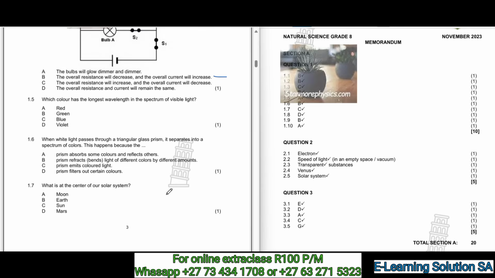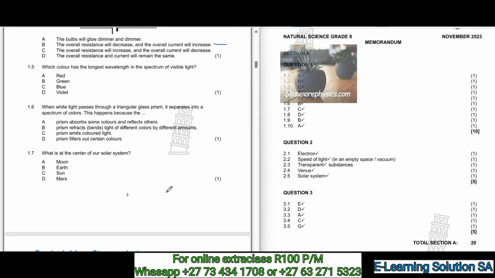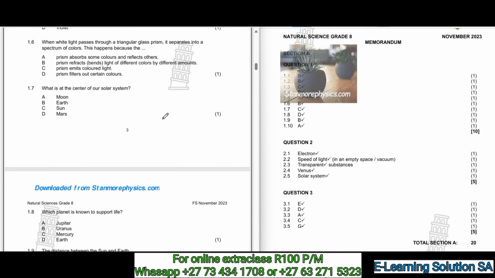1.5, which color has the longest wavelength in the spectrum of visible light? The color is red, so the answer is C. 1.6, when white light passes through a triangular glass prism, it separates into a spectrum of colors. This happens because the prism refracts or bends light of different colors by different amounts. So the answer is B.